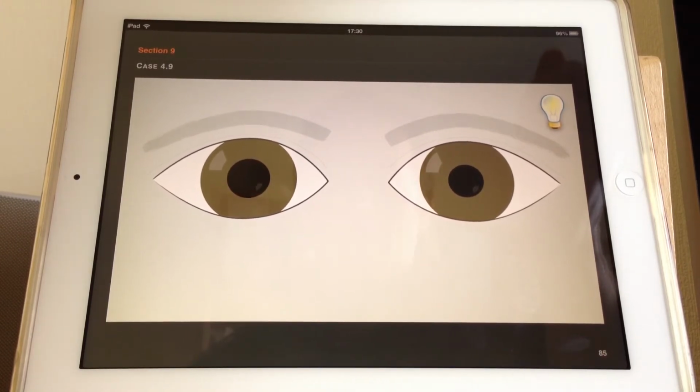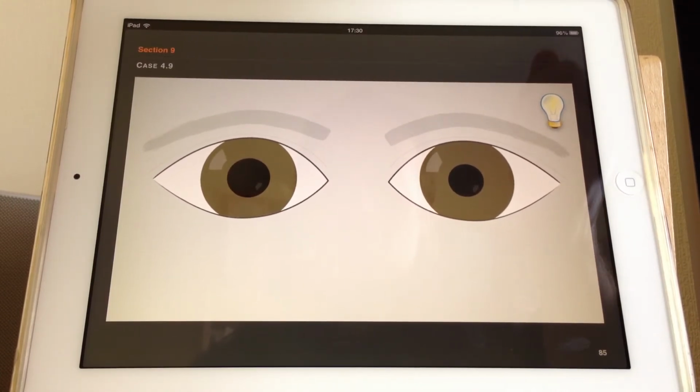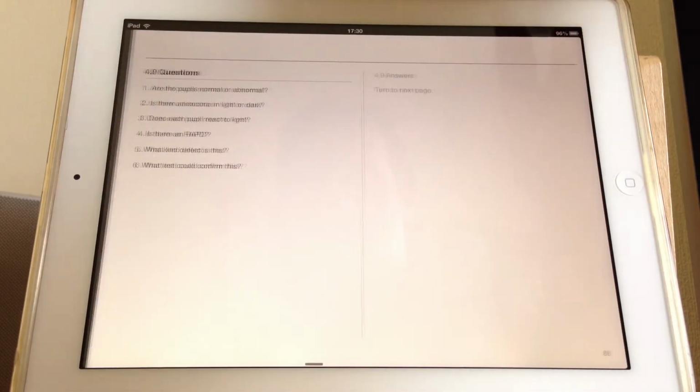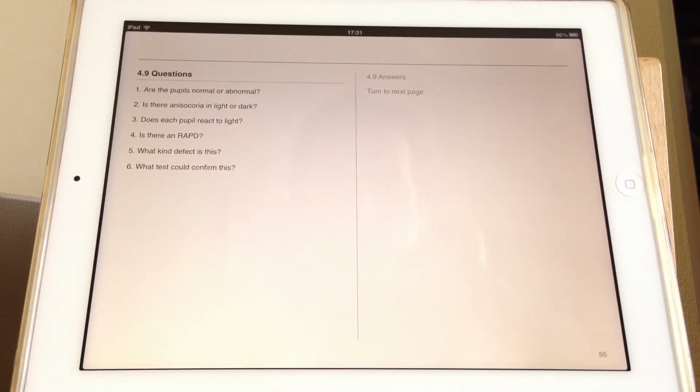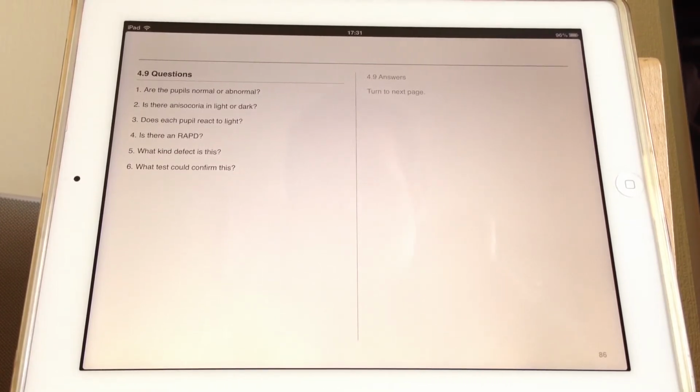And it can be quite a marked difference. It can look quite abnormal, but you don't tend to find any abnormality. It's quite common. So are the pupils normal or abnormal? Well, I'm calling those physiological anisocoria, so I'm calling them abnormal, but I don't think that's a sign of pathology.